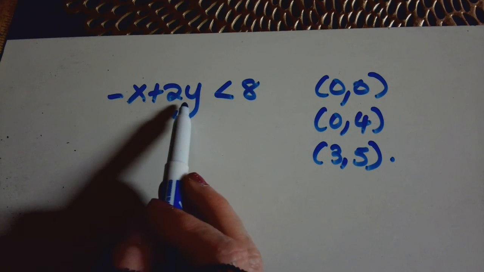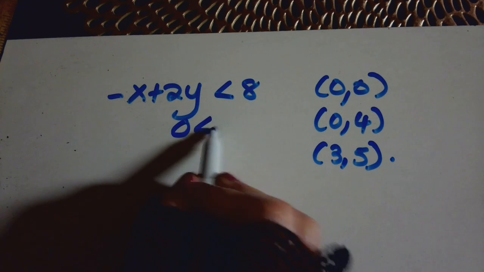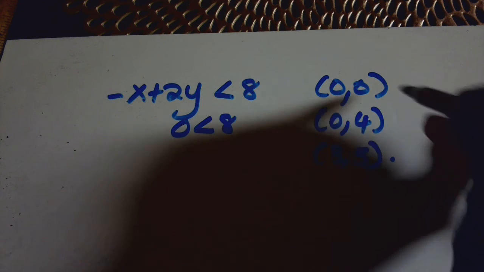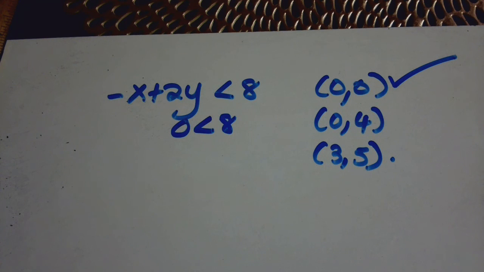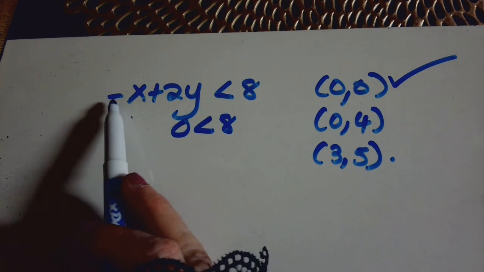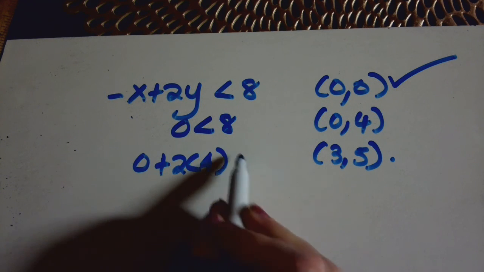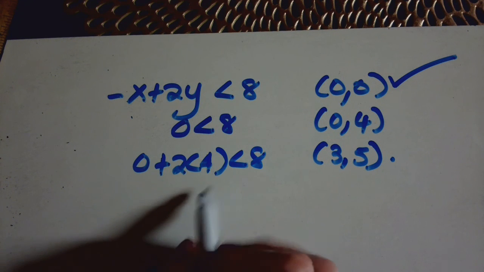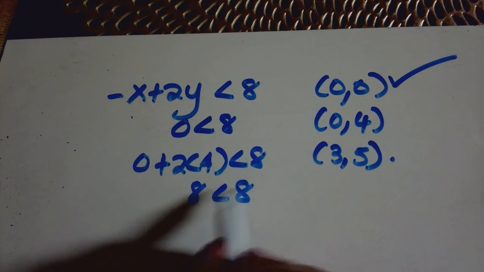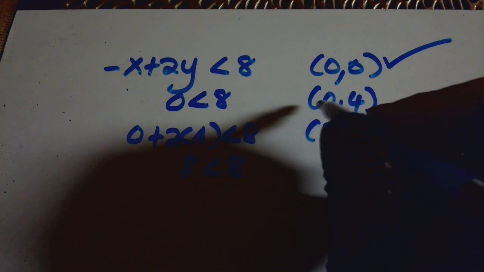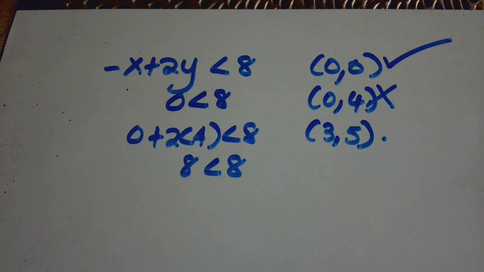If I just plug in 0 plus 0, that's going to be 0 is less than 8. Is 8 greater than 0? Yes, it is. So the first one is a solution. Let's see if 0, 4 is. So x is 0, negative 0, it's just going to be 0 plus 2 times 4 is less than 8. 0 plus 8 is 8. Is 8 greater than 8? No. So that is not true. If it had the equal sign, that would work, but 8 is not greater than 8.